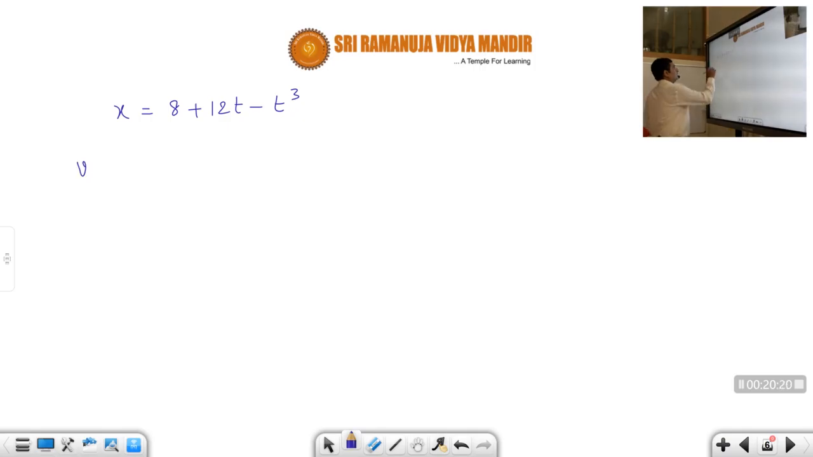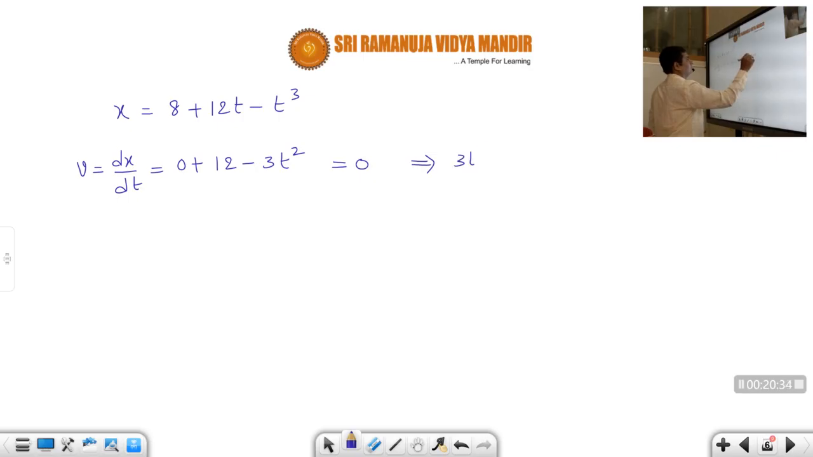So first let us calculate velocity. v is equal to dx by dt. That is equal to 0 plus 12 minus 3t square. Now this should be equal to 0. So 3t square is equal to 12, or t square is equal to 4, or t is equal to 2 seconds. Actually plus or minus 2, but since negative time is not there, we can take only the positive value. So t equal to 2 seconds.